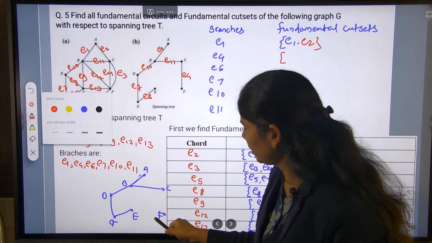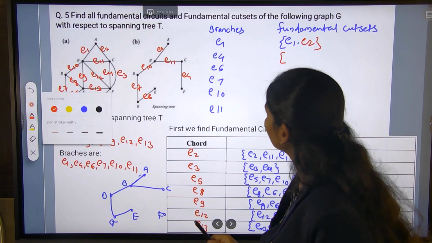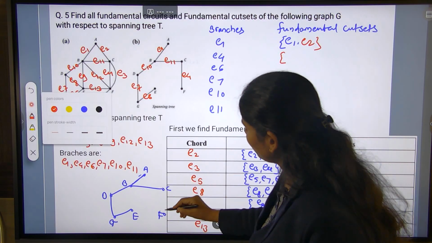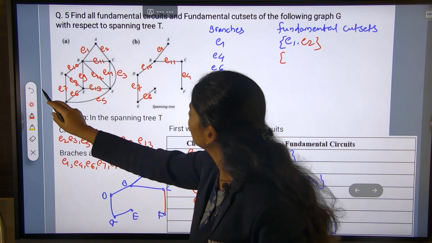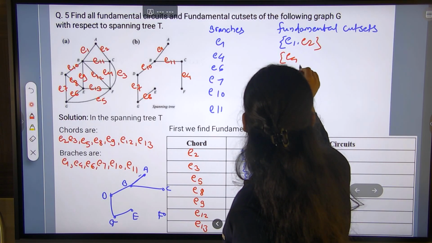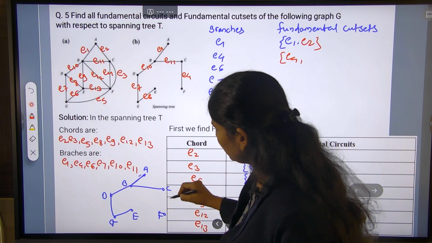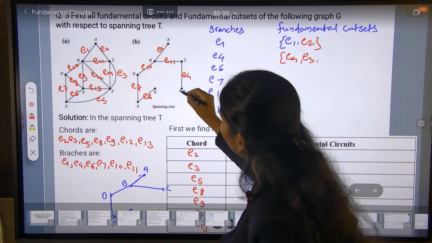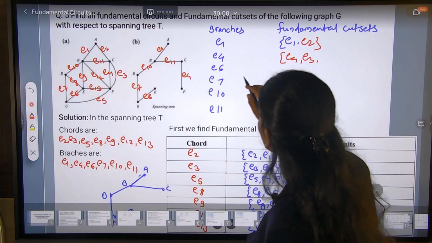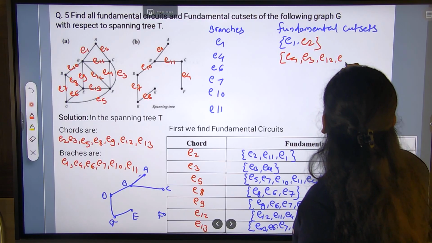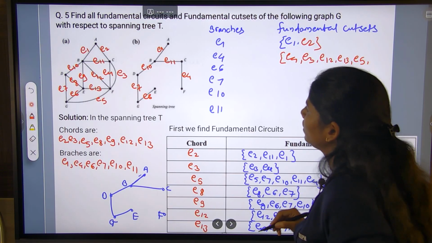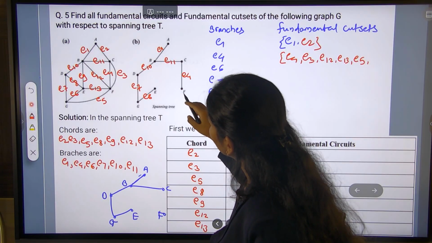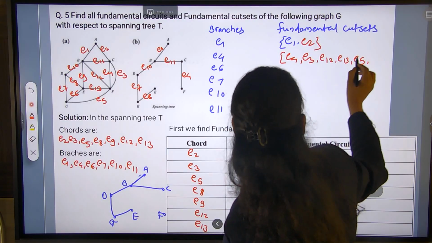we get these two disconnected components. F is separated from that spanning tree, so check which chord will connect these two components. So E4 itself, so write down E4. Then if we join E3, again we get the connected one, so write down E3. Next if we join E12, E13, E5, write down all that: E12, E13, E5. Okay, I think that's it.